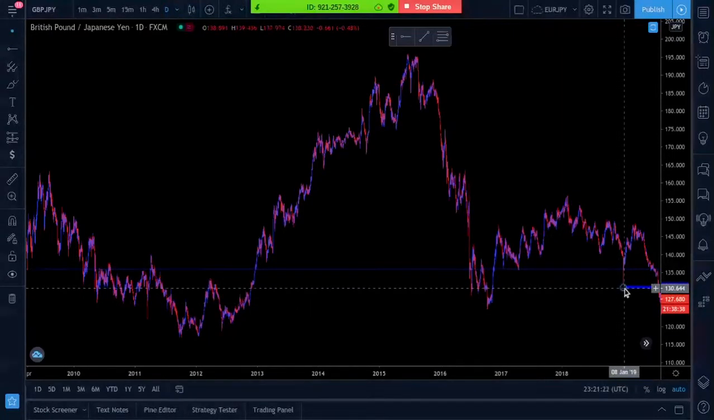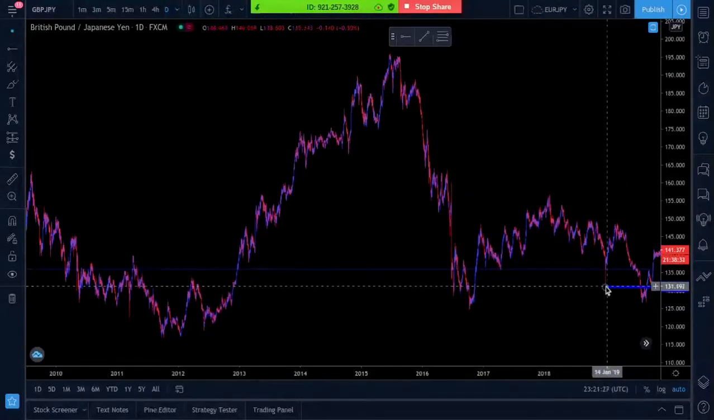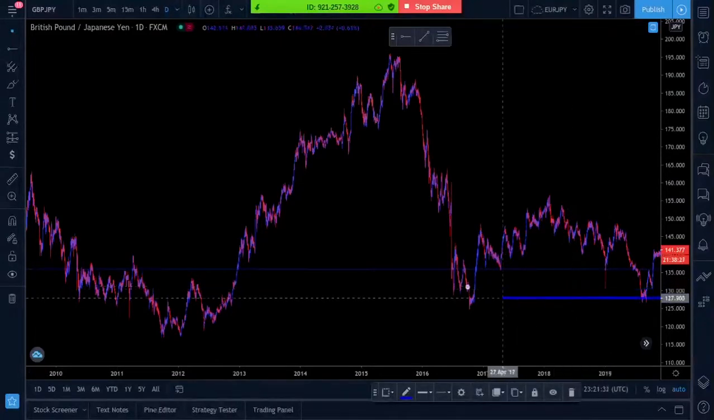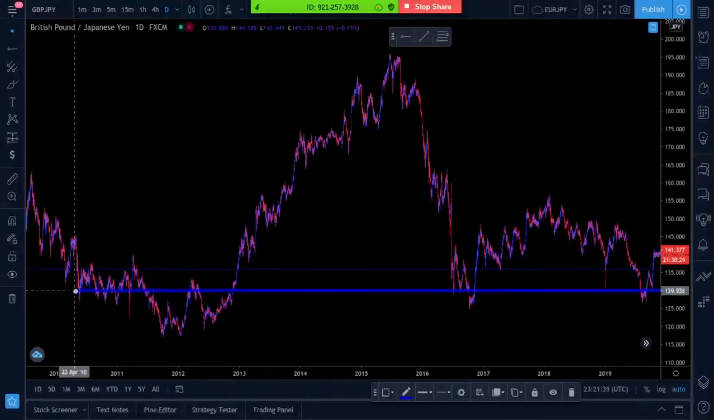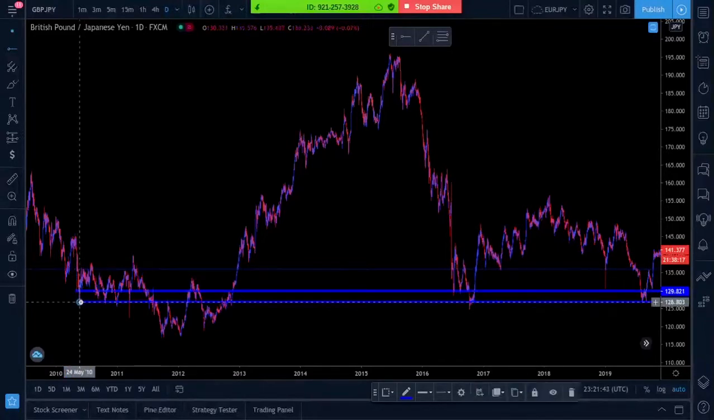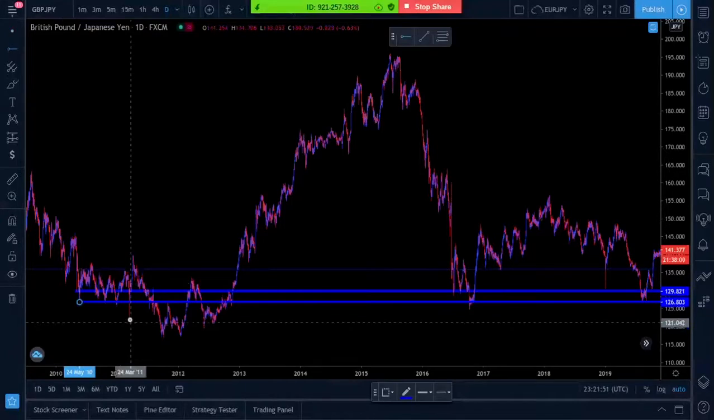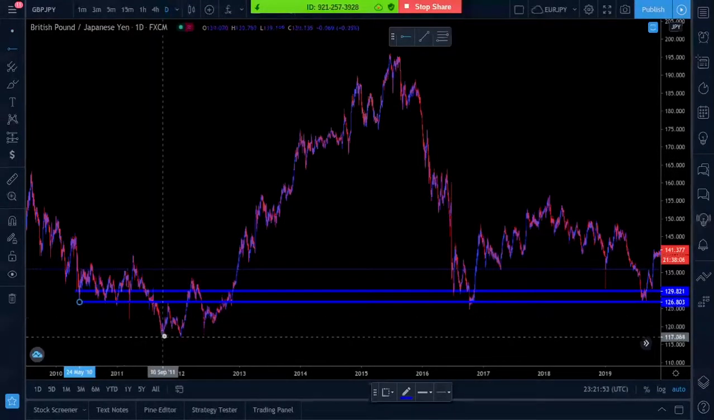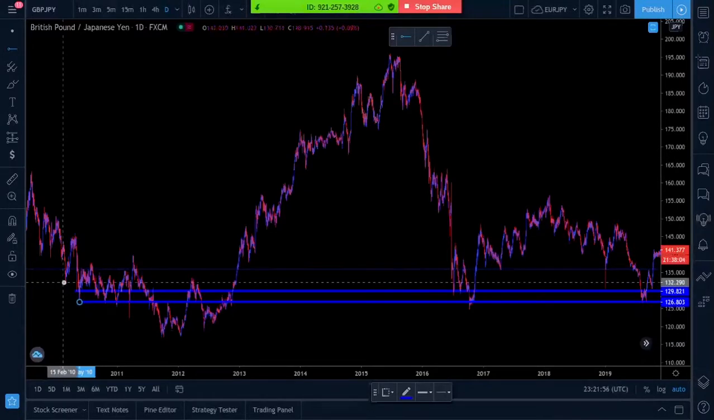So I put my support right there. I'm going to look over to my left, and I see supports. I'm drawing them as close as possible to where price is at, guys.